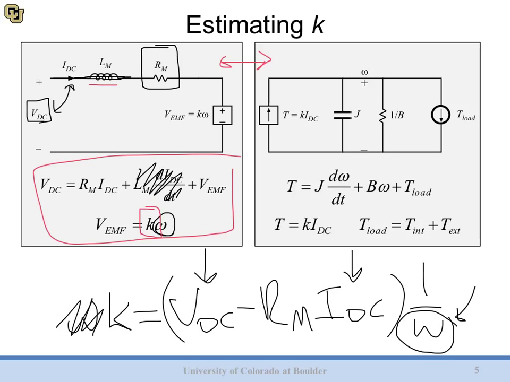And what you should end up with is, in Excel or some other spreadsheet program, a table of VDCs and their associated IDCs and omega. You can use the Rm that you estimated from the first step, and you'll have a number of different values for k that'll come out just because of measurement noise. So average all those values, and you should get a fairly good estimation of what our k parameter is.